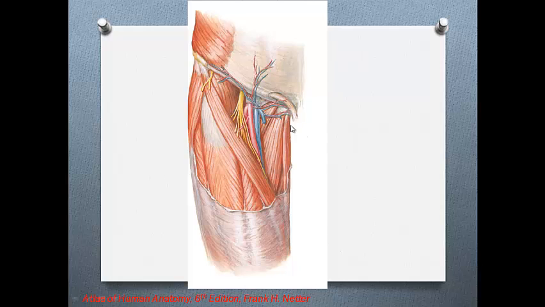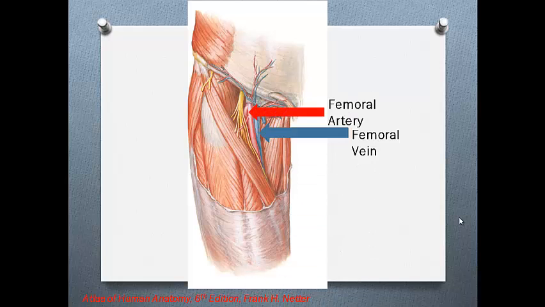So this is the femoral triangle here. Remember, we're going to take them from medial to lateral. The most medial structure is the femoral vein. In the middle, you've got the femoral artery, and most laterally, you've got the femoral nerve. Those are the three main things that you're going to find in the femoral triangle.